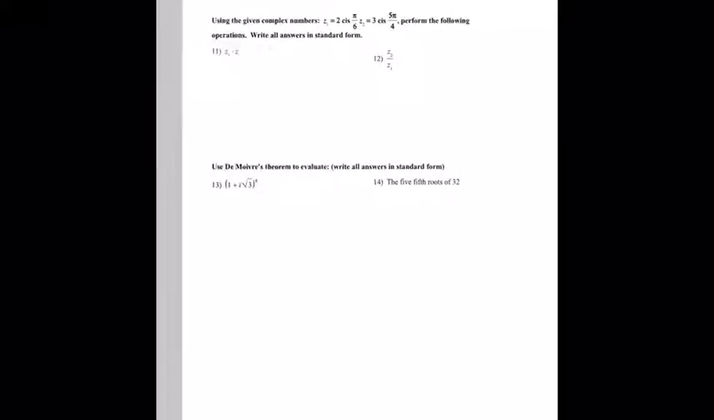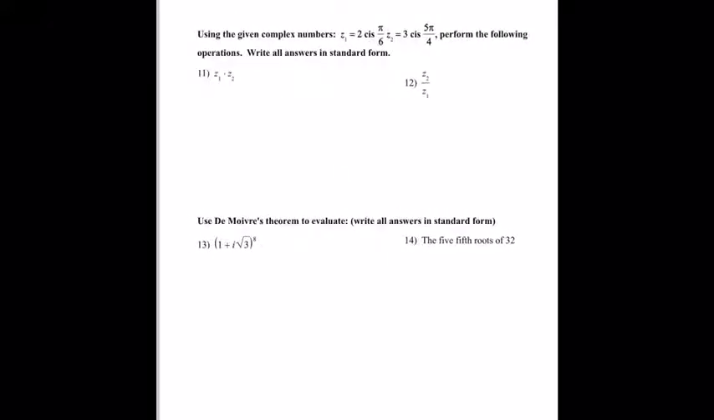Question 11, 12, 13, and 14. These are the questions now from Chapter 5, complex numbers in trigonometric form, and using de Moivre's theorem to find the powers of complex numbers or the roots of complex numbers. So multiplying two complex numbers together when they're in trig form is pretty easy.